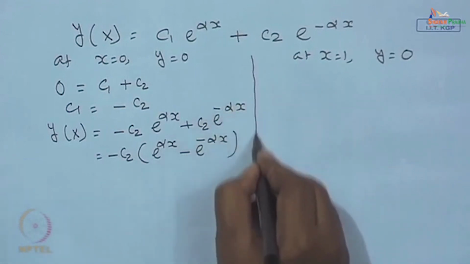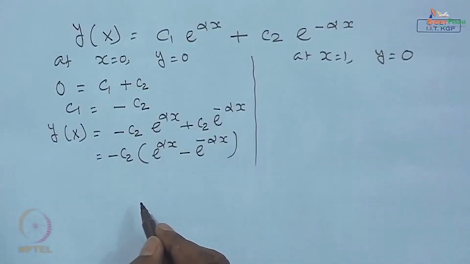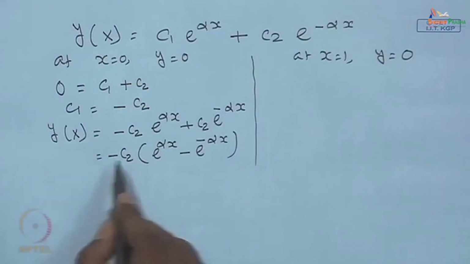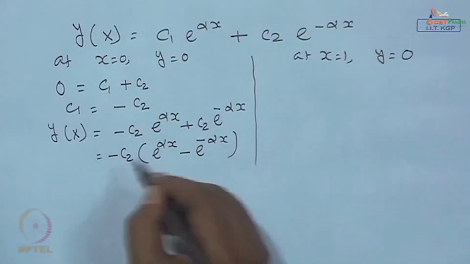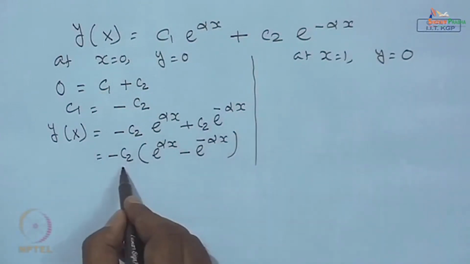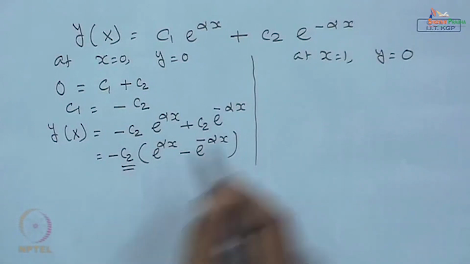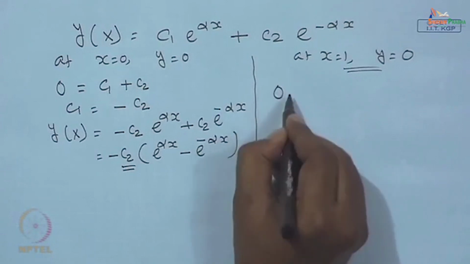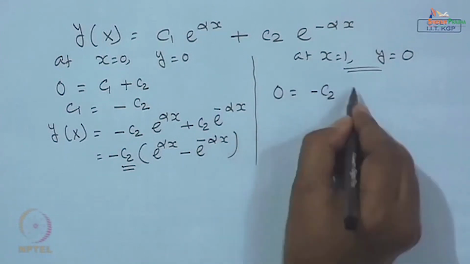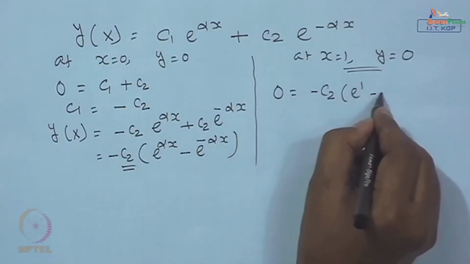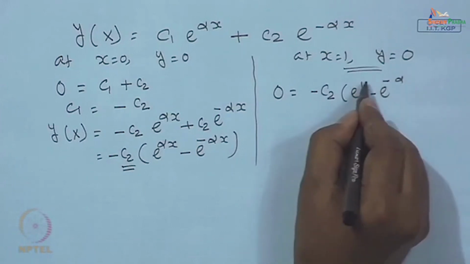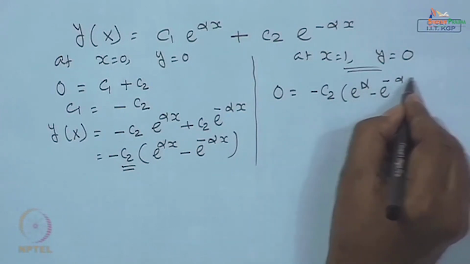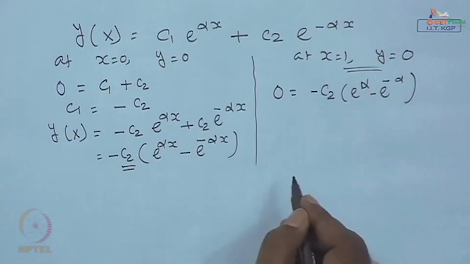Now, we put the other boundary condition and see what is the fate of the constant C2. One constant has to be evaluated and one boundary condition is left. So, you will be having 0 equals minus C2 times e to the power alpha minus e to the power minus alpha.